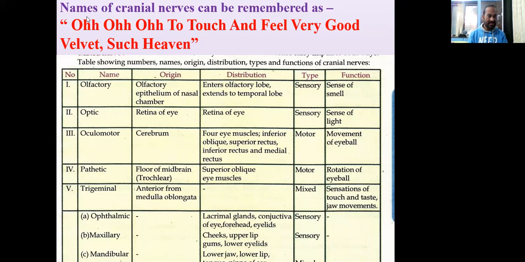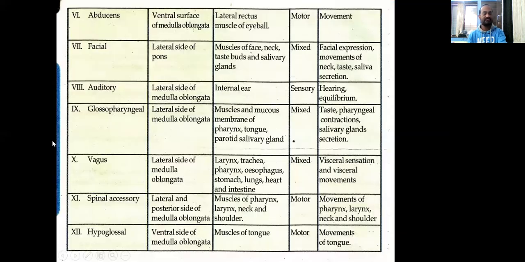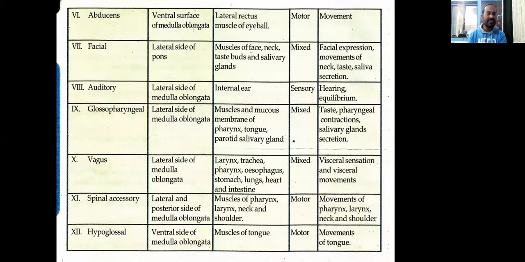How? See, the first O, it is olfactory. Second O, it is optic. The third one, oculomotor. Then trochlear, or we can say pathetic. Then it is the trigeminal. And then we can have ophthalmic, maxillary, and mandibular. Then if you move further, it will be the abducens, facial, auditory, glossopharyngeal, vagus, spinal accessory, and hypoglossal. These are the 12 pairs.